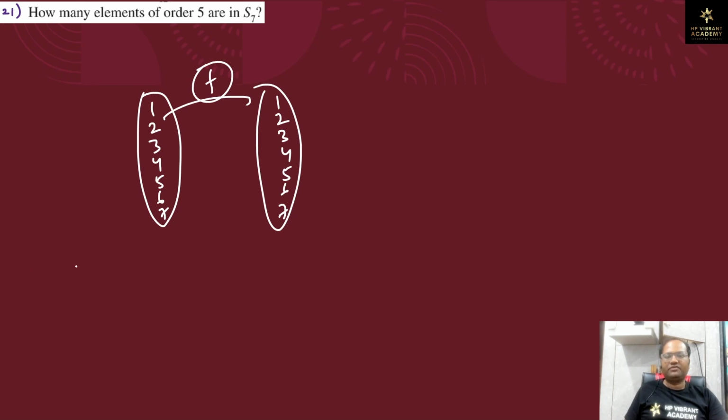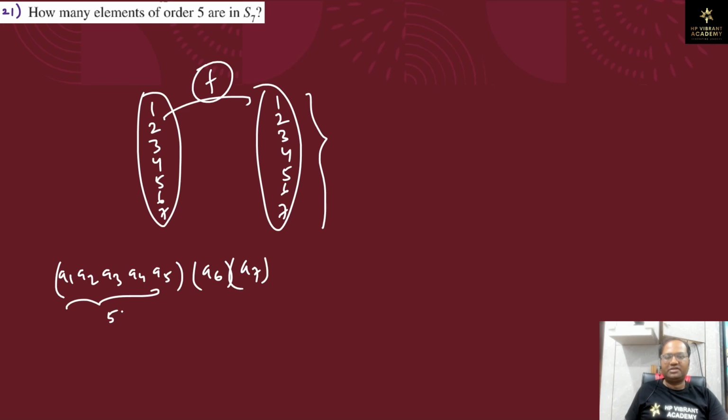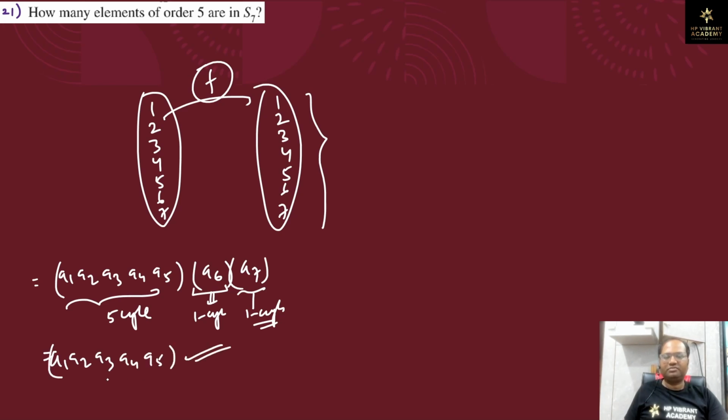So let us take an element of order 5 like this. The elements will belong to this particular set. Let us take the elements like this: a1, a2, a3, a4, a5, and in total there will be 7 elements, so a6 and a7. This is a 5-cycle, and the others are cycles of length 1. Generally we do not write down the cycles of length 1. So the element will be the 5-cycle a1, a2, a3, a4, a5.